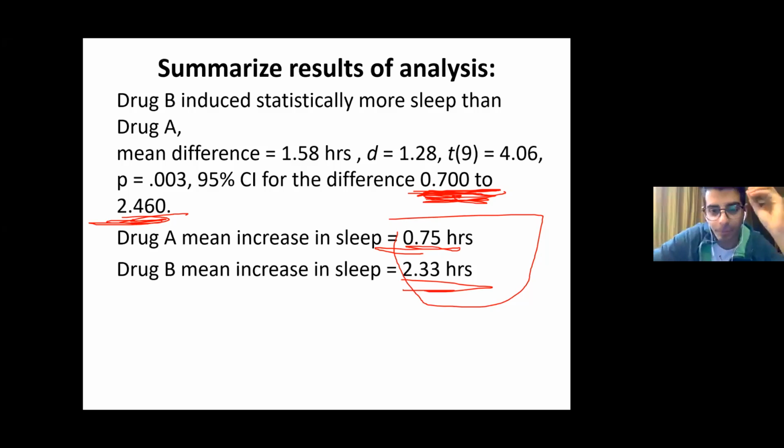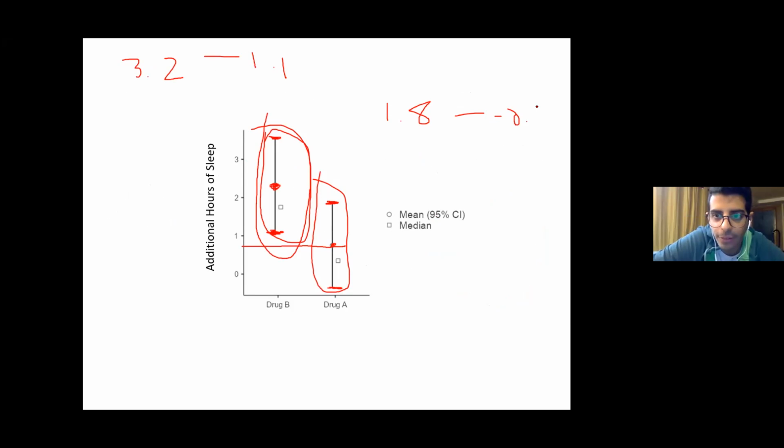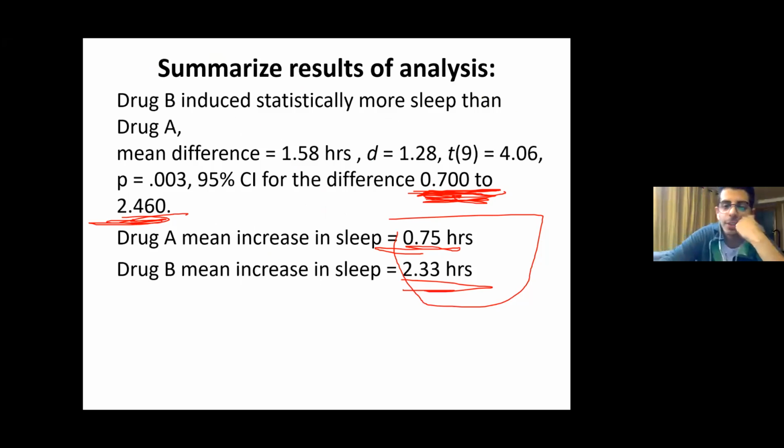Okay? Look. First off, we can all agree that this confidence interval is up to somewhere like 3.2. And this one is like 1.1. So the first drug B confidence interval is 3.2, and it goes to 1.1. The second confidence interval is like 1.8 all the way to negative 0.5. Now I want to ask you something. Do you see any of those numbers in this confidence interval?